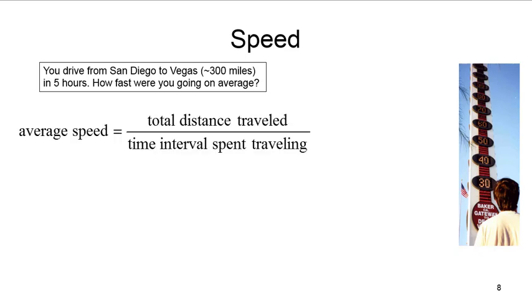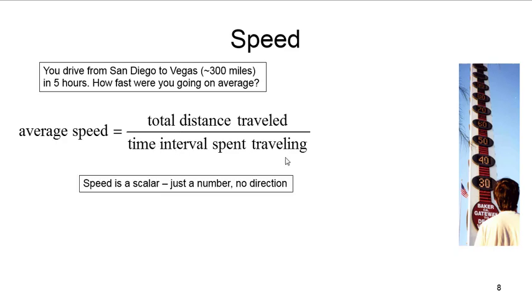So press pause, take however much time you need to answer this question for me. Okay, so what you did, even if you didn't realize it, was you used this equation. You calculated your average speed by taking the total distance that you traveled divided by the time interval that you spent traveling. So you put 300 miles on the top, you divided that by 5 hours, and you found that your average speed was 60 miles an hour. So you do this all the time. You might not realize it's an equation, but that is an equation.